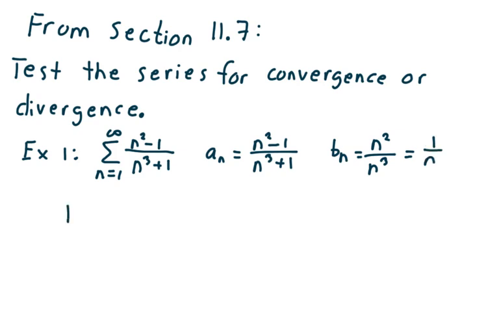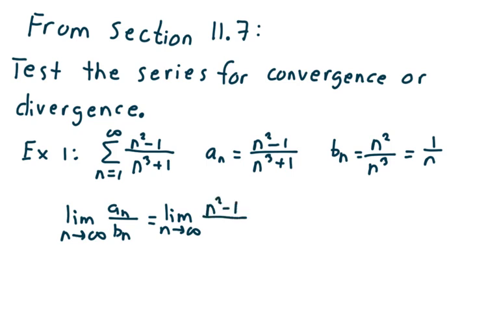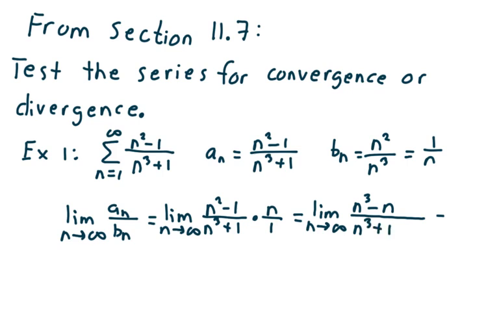Okay, now, I'm going to take the limit as n goes to infinity of a sub n over b sub n. So this is the limit as n goes to infinity of n squared minus 1 divided by n cubed plus 1. And then I'm going to divide by 1 over n, but really that's multiplying by n over 1, which is the limit as n goes to infinity of n cubed minus n divided by n cubed plus 1, which is 1, and that's positive.